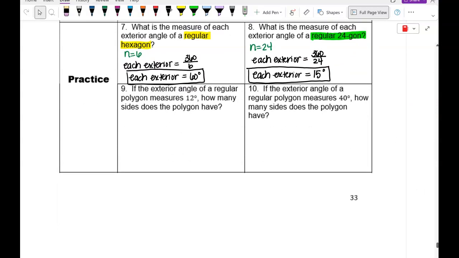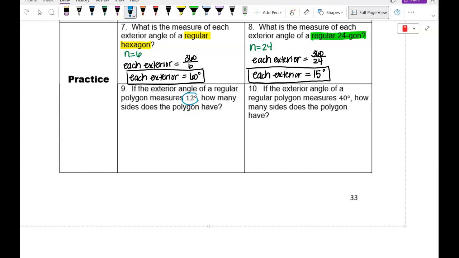Now 9 and 10 are going to kind of work backward from that. They're going to tell us, hey, I'll tell you what the exterior angle measures. You tell me how many sides it has. So if the exterior angle of a regular polygon measures 12 degrees, how many sides does the polygon have?